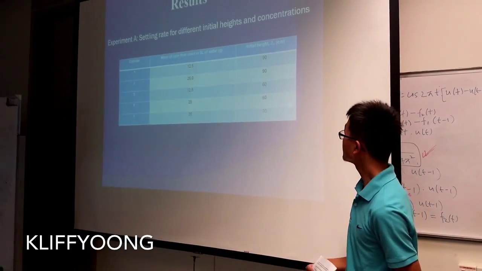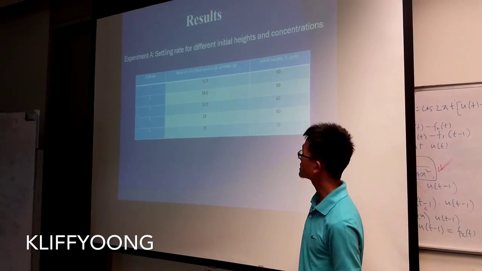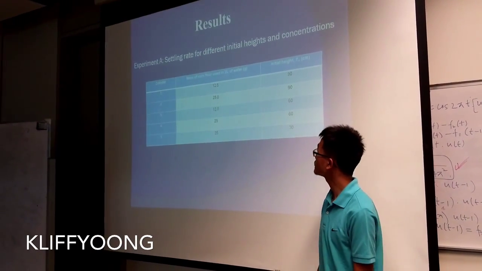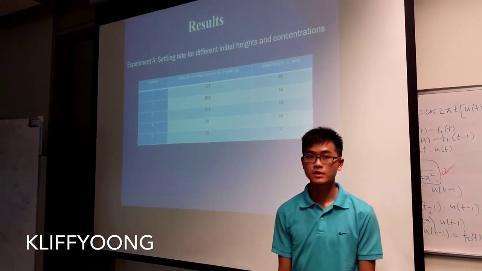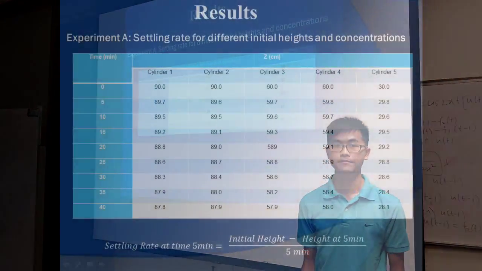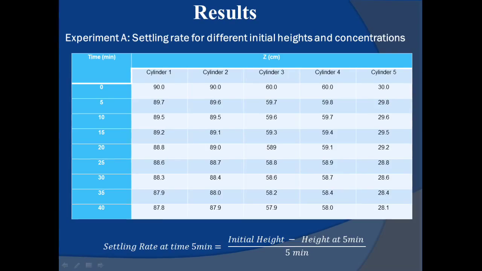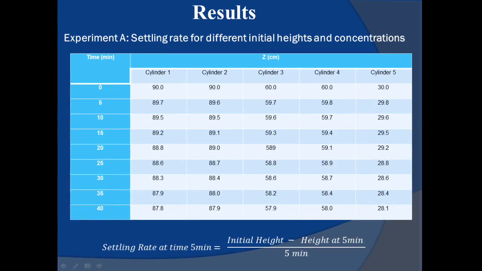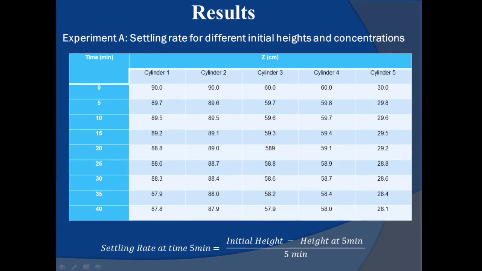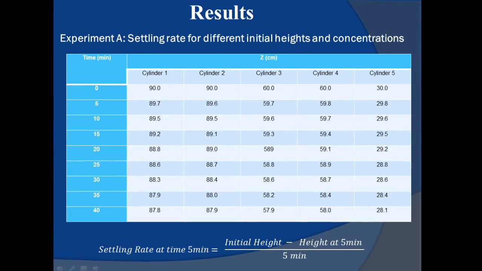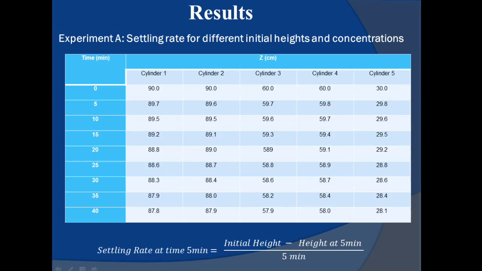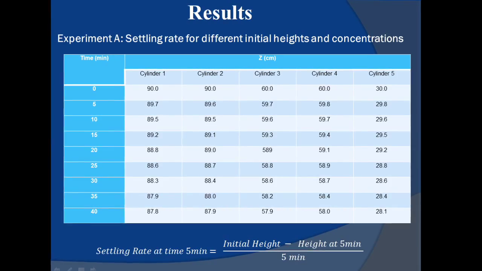So firstly, 5 sets of kaolin solution are prepared with different concentrations as shown in the table and are filled into the cylinders. After that, we record the height of the clear liquid interface every 5 minutes intervals for 40 minutes. As we can see from the table here, the difference in height is extremely small.